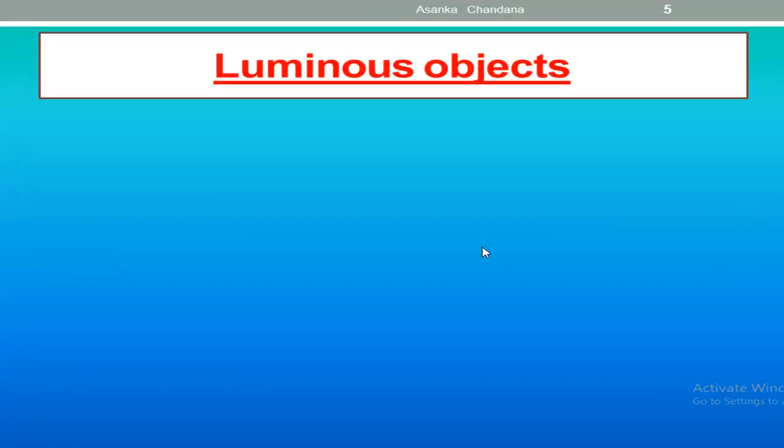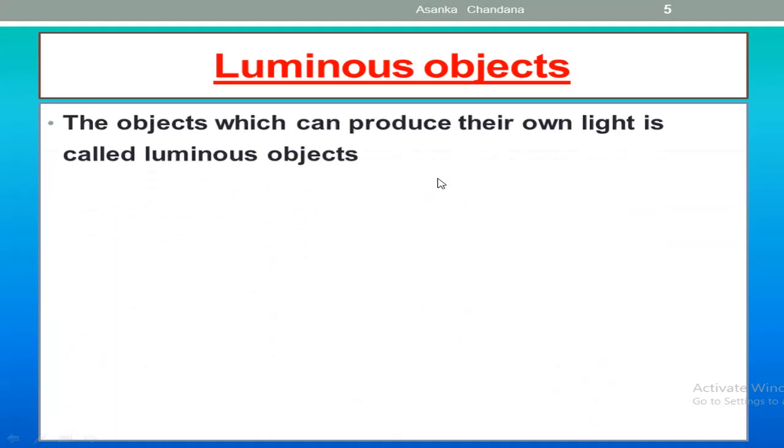Then we will learn about luminous objects. When we consider sources of light, they can be divided into two groups: luminous objects and non-luminous objects. Let's learn what a luminous object is. Luminous objects are objects which can produce their own light.